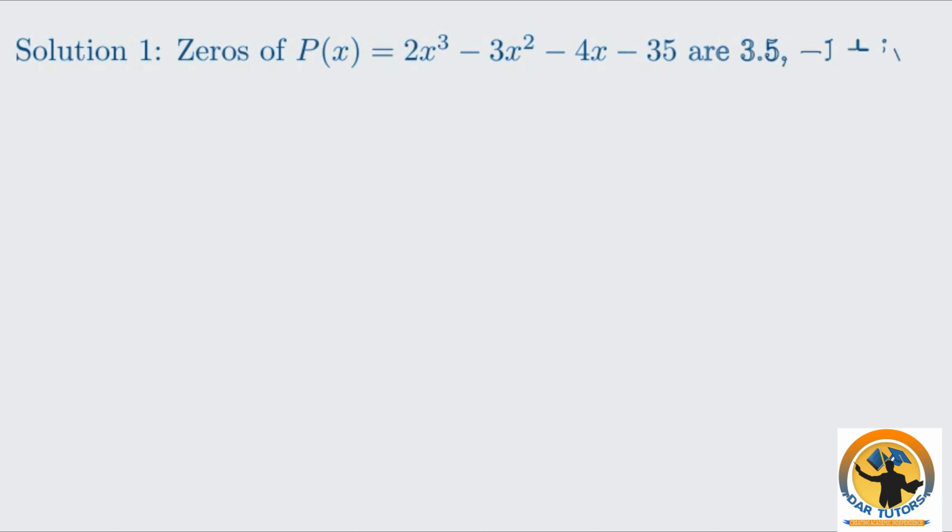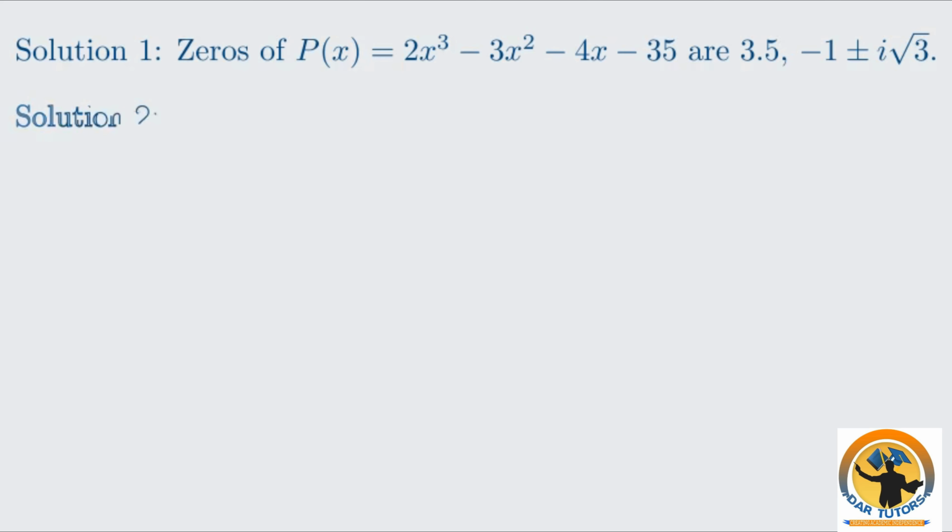For question 1, the exact zeros are 3.5 and negative 1 plus or minus i times the square root of 3. To get this, you would use technology to find the real zero at x equals 3.5. This means 2x minus 7 is a factor. Dividing the cubic by this factor gives the quadratic 2x squared plus 4x plus 10. The zeros of this quadratic are complex.